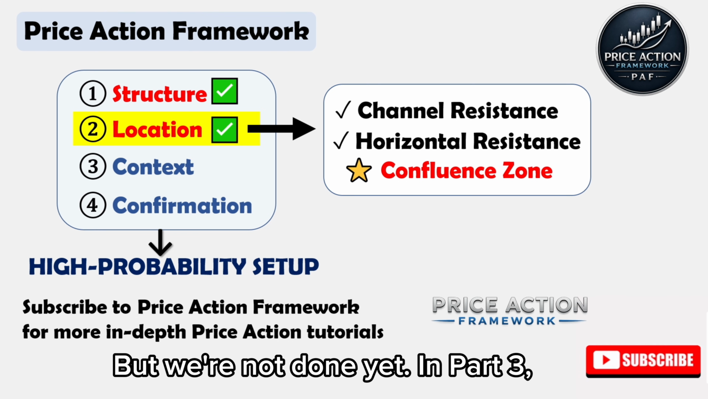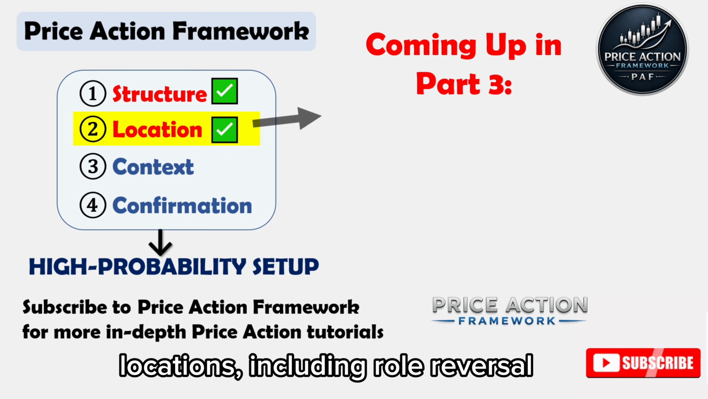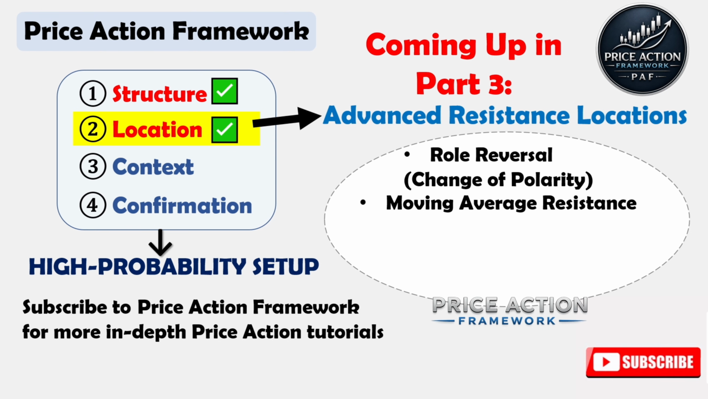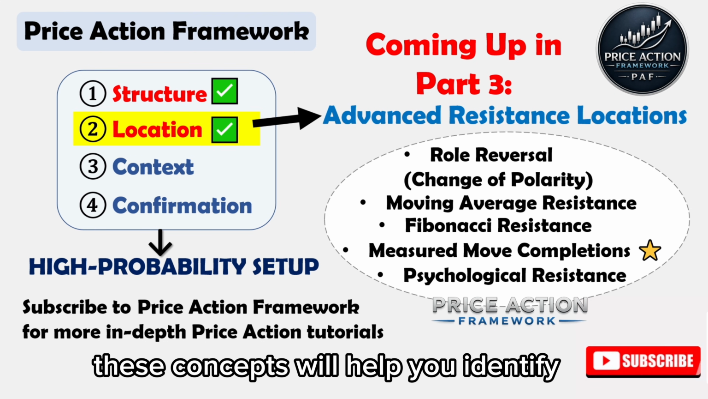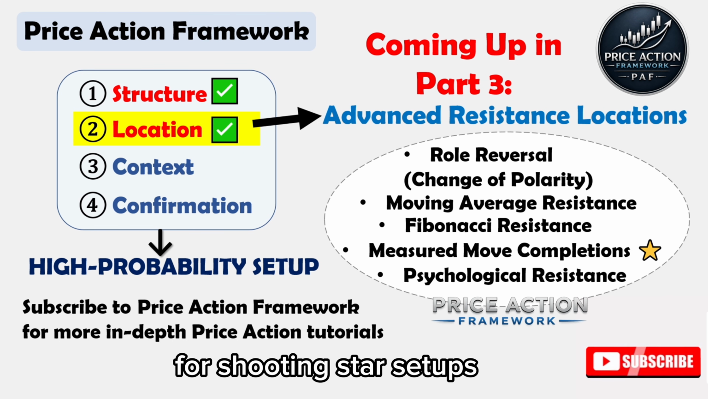But we're not done yet. In Part 3, we'll continue exploring several advanced resistance locations, including role reversal, moving average resistance, Fibonacci resistance, measured move completions, and psychological resistance. These concepts will help you identify even higher probability locations for shooting star setups.